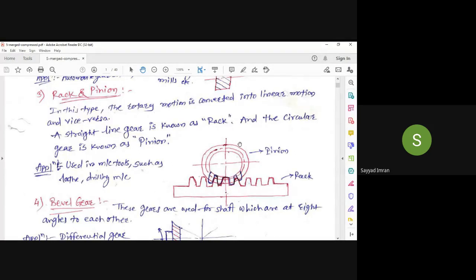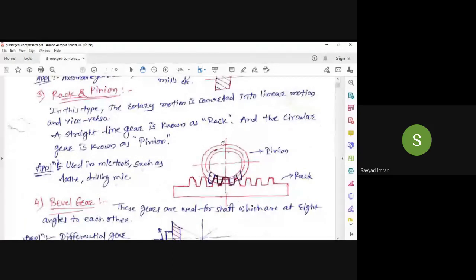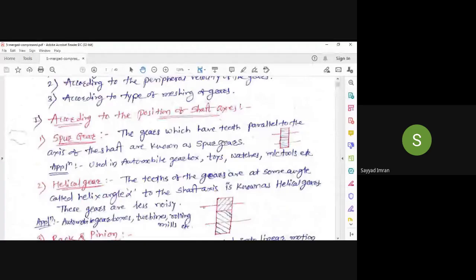A straight-line gear having teeth is known as a rack, and the circular gear is known as the pinion. Then what is the application? It is used in machine tools, such as the lathe machine, drilling machine, etc. Okay. These are the classifications based on the position of the shaft axis.